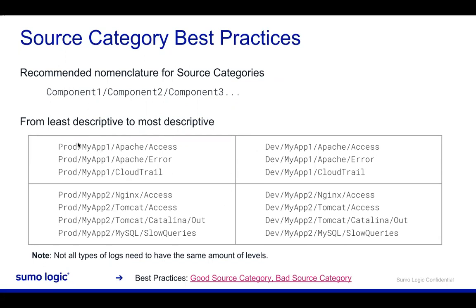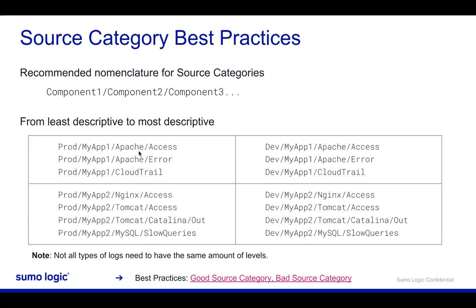So if we start on the top left here, the first line here, we have prod/myapp1/apache/access as the source category. Well, by using that source category name, I know a few things about the data. I know it's production data versus lab data versus QA data versus dev, et cetera. I know it's data that's being generated or associated with my app 1 versus my app 2 versus my app 3, et cetera. And then I know it's Apache Access data versus O365 data or anything like that.